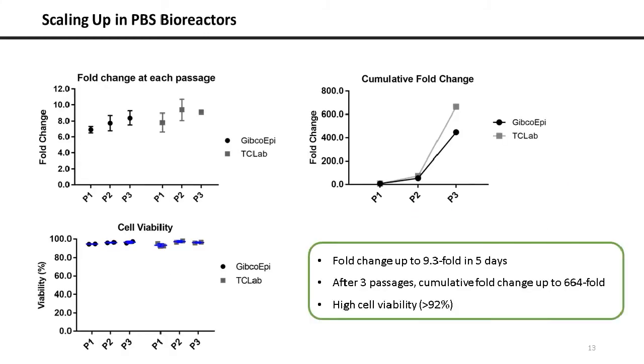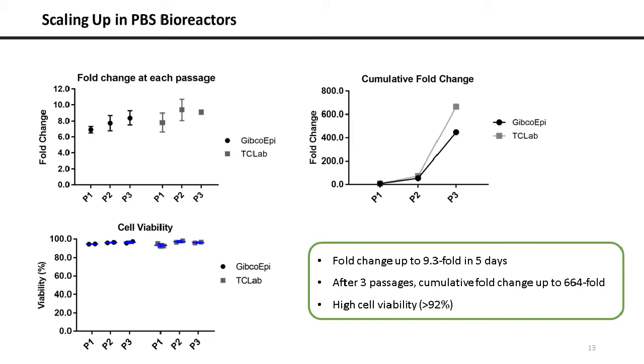Again, we also wanted to assess if the cells were able to grow efficiently. And in this case, in the PBS bioreactor, we were able to obtain a fold change up to 9.3-fold in only 5 days, which would lead, at the end of 3 passages, or in this case 15 days, to a cumulative fold change that goes up to 664-fold.